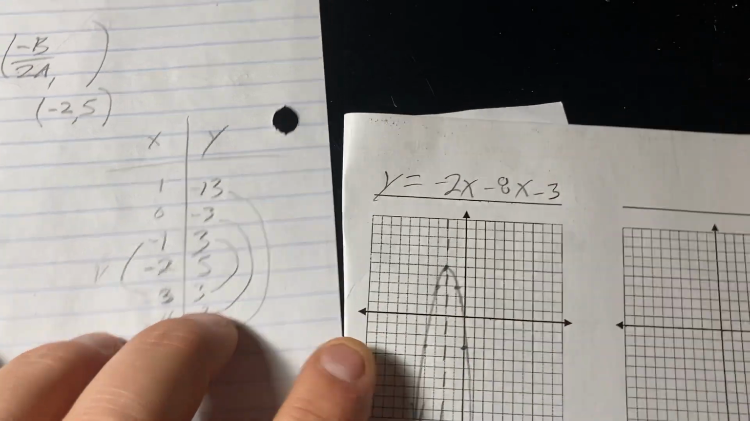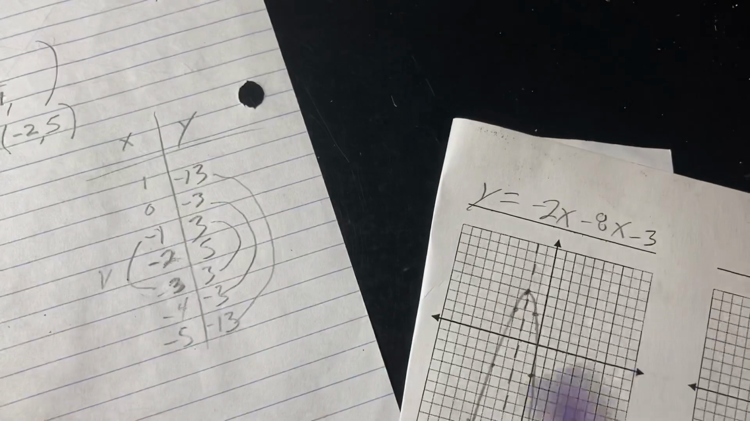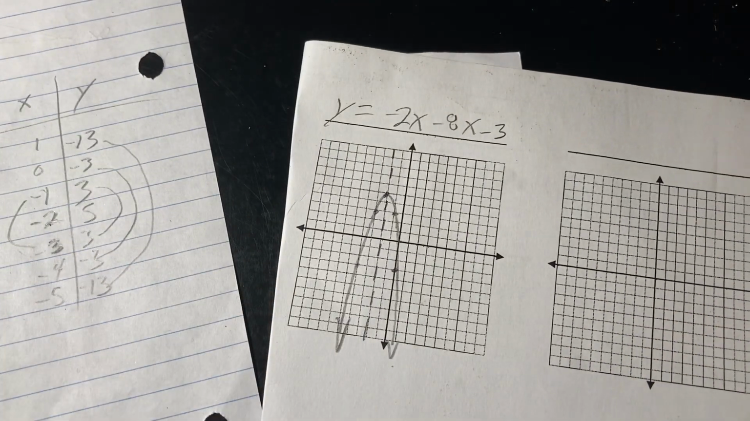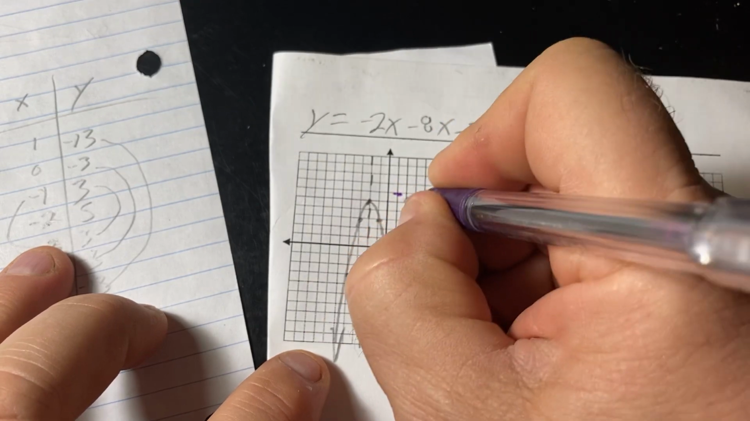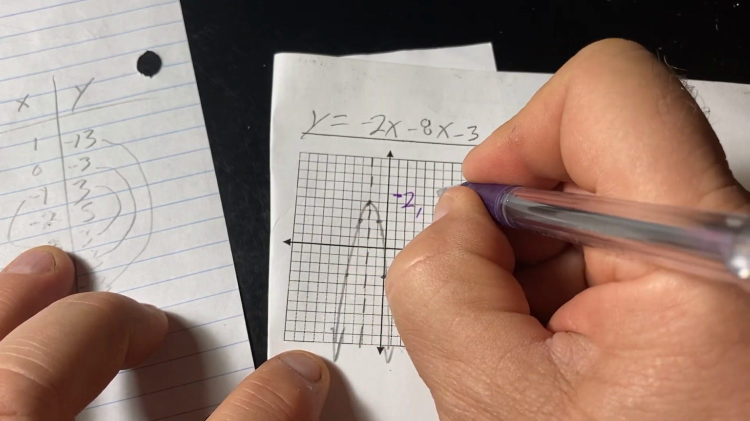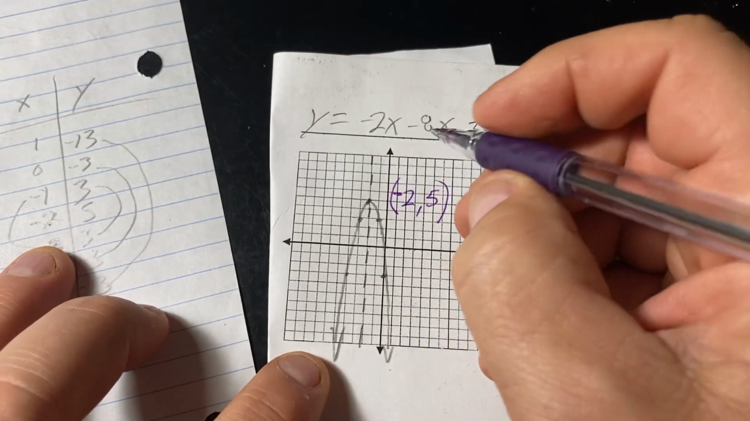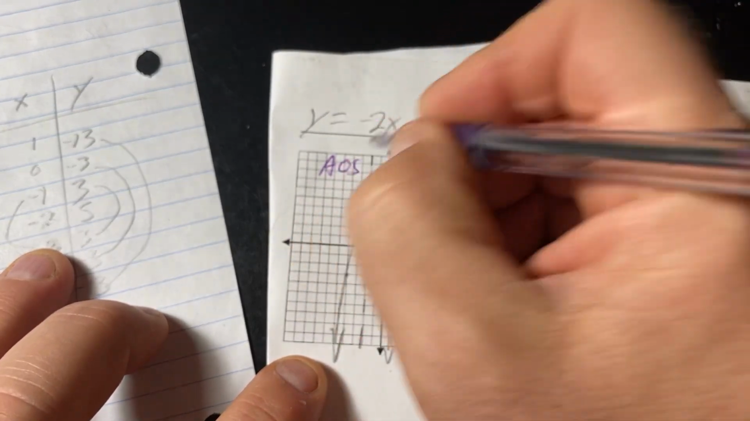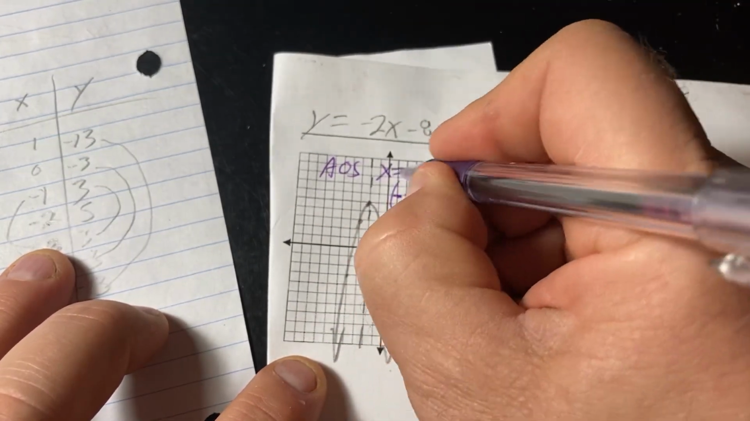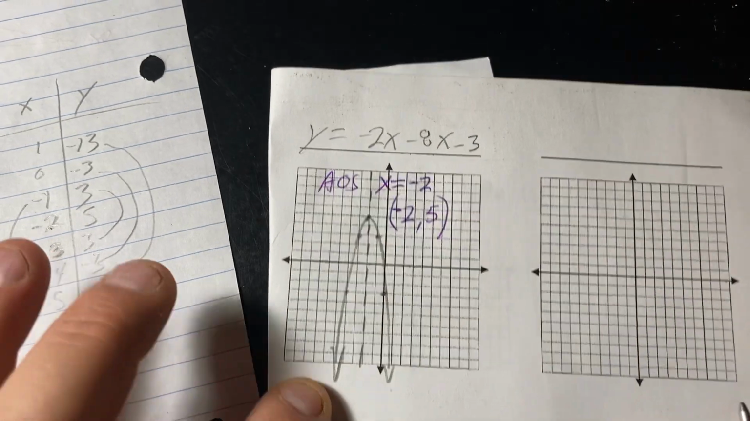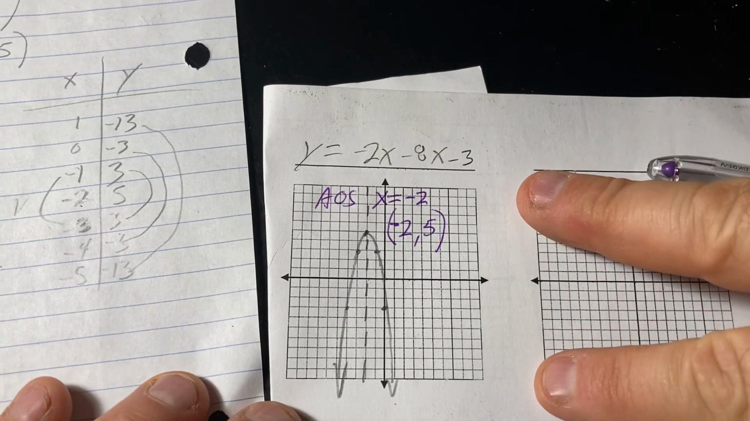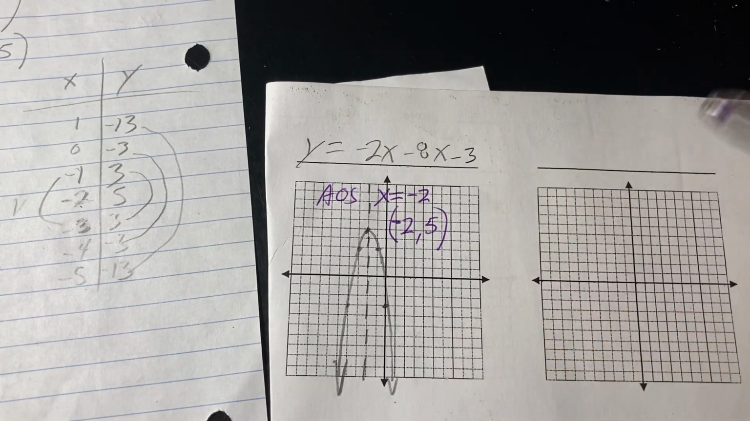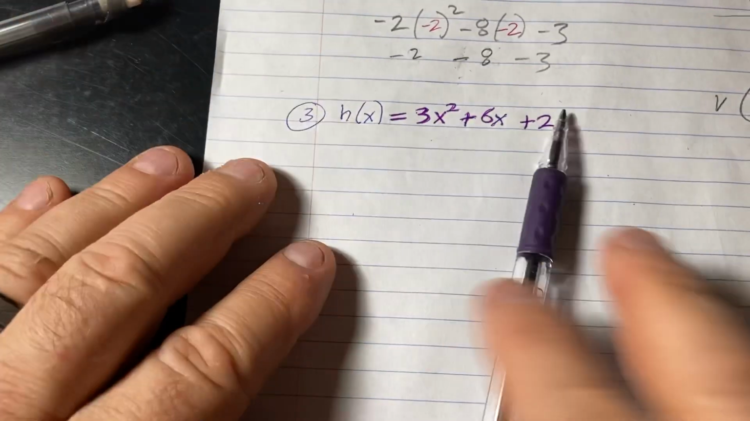So the vertex is, let me draw it so it's darker, negative 2 comma 5. And the axis of symmetry, x equals negative 2. There's my graph. And my last one here.